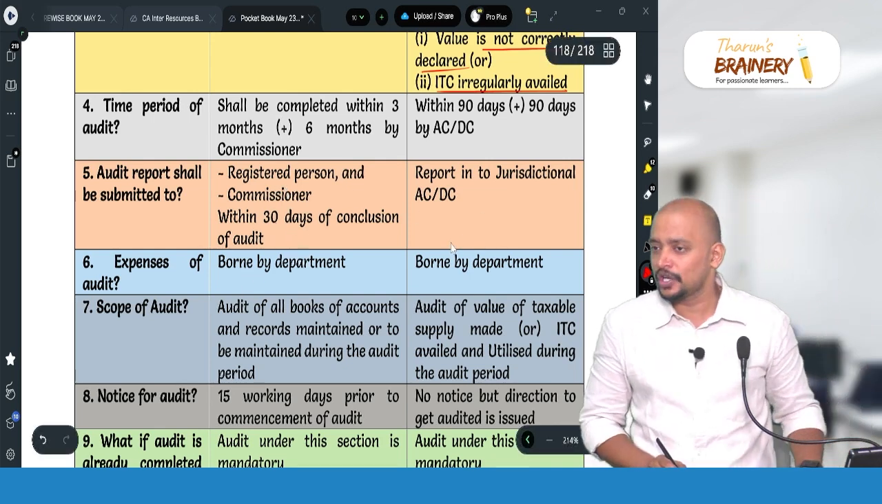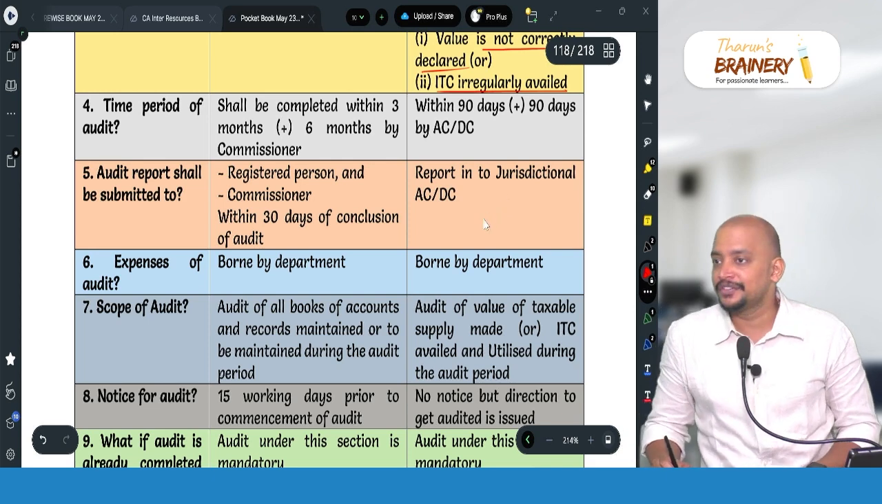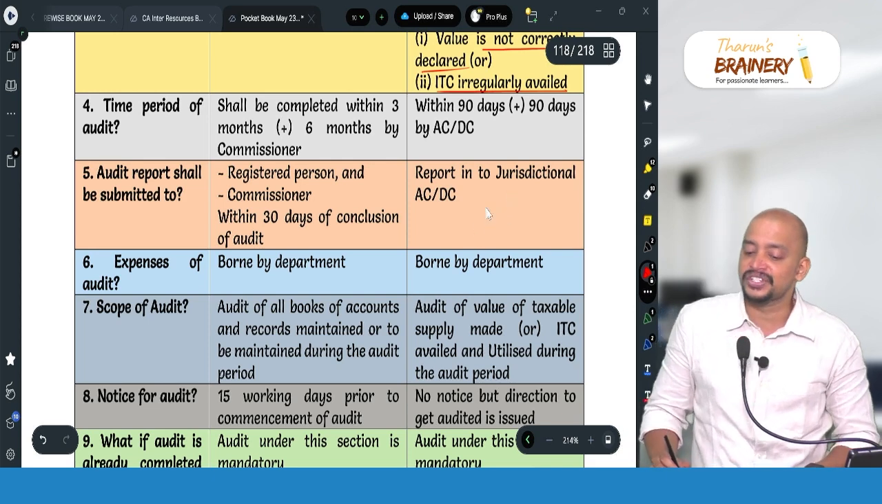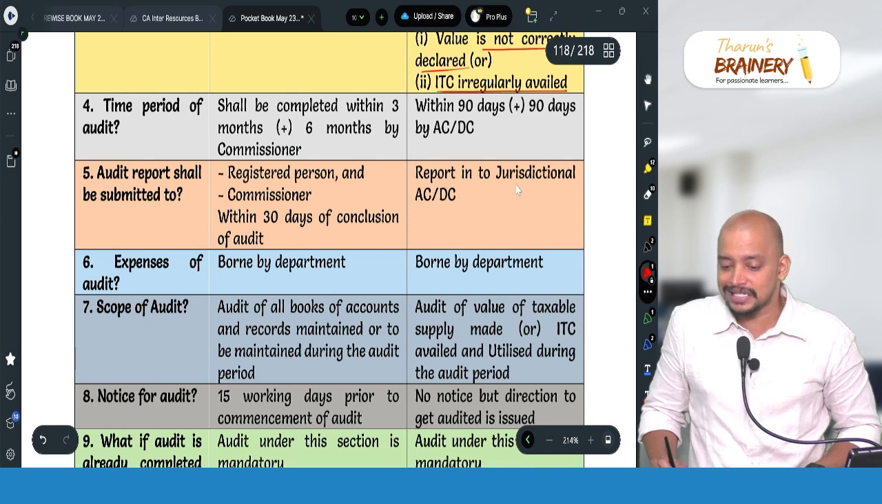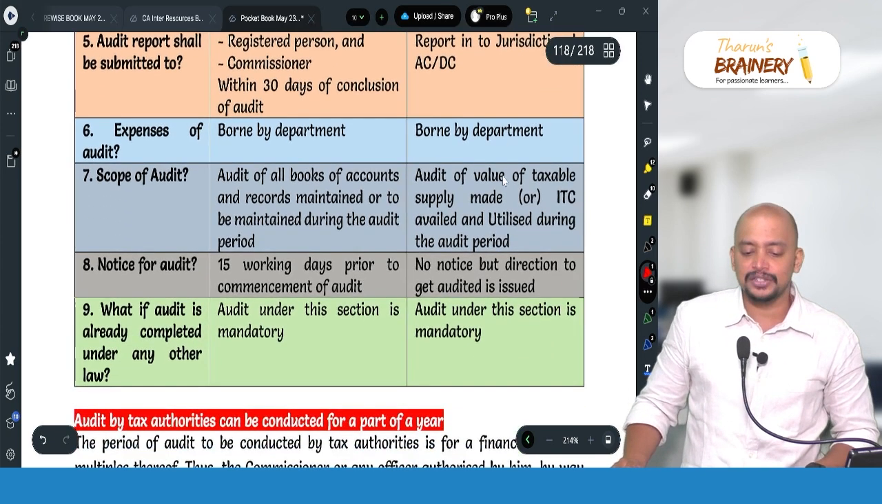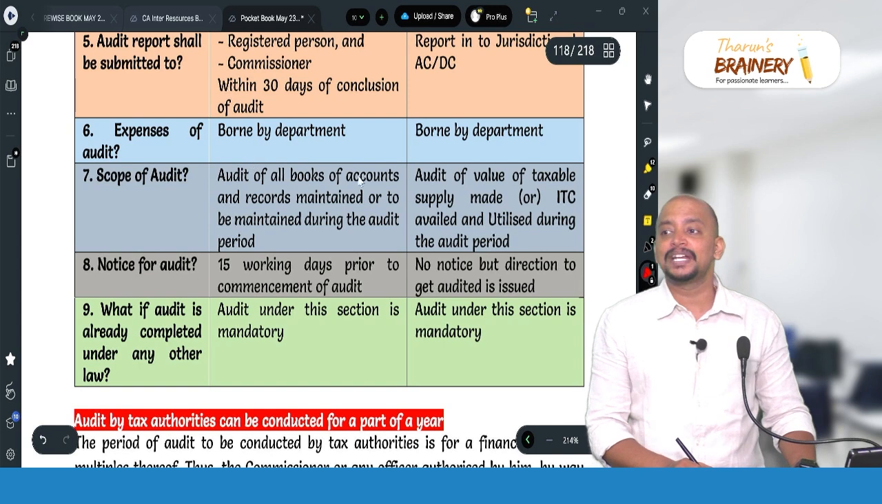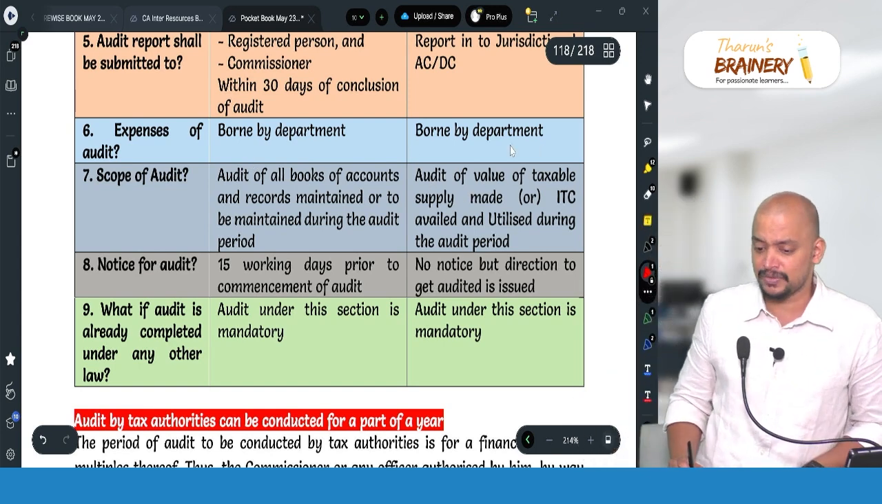Whereas in case of special audit, the special audit report will not be given to the registered person. The special audit report is shared only with the jurisdictional AC/DC. And who will bear the expenses of audit? The expense of audit is borne by the department in both cases, department audit as well as special audit.